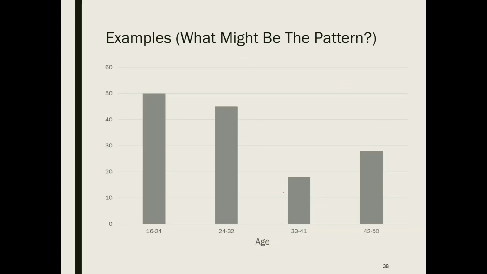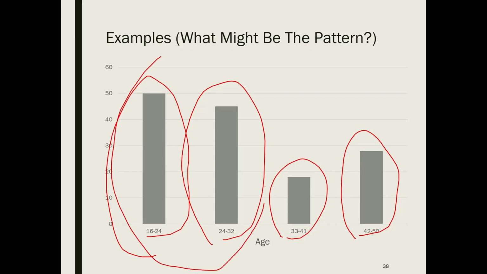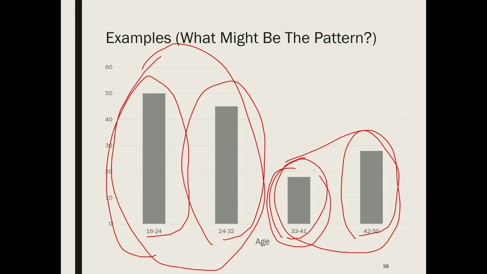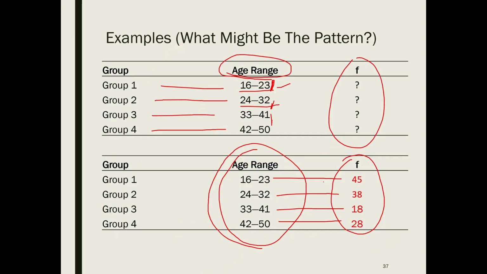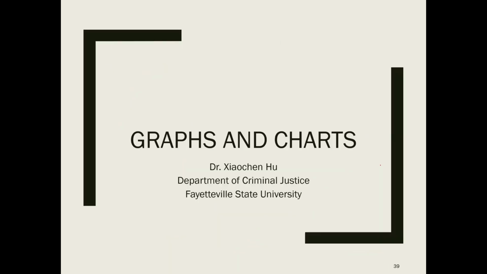So now you can use a bar chart or whatever chart to illustrate. You can see the pattern: there are lots of young people and fewer older people, but the lowest frequency comes from the 33 to 41 group. It just helps you find some patterns. If you use a different age range, you may find different patterns. That's what I mean. It really depends on your discretion. That's it.